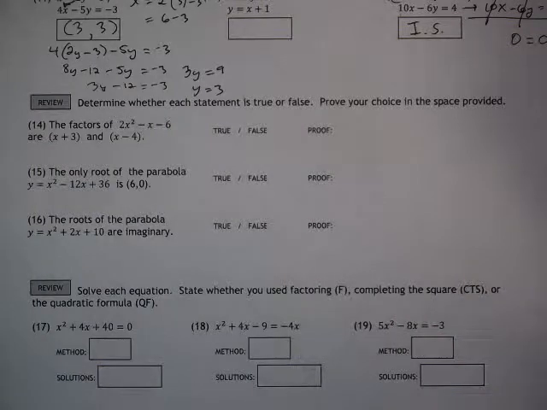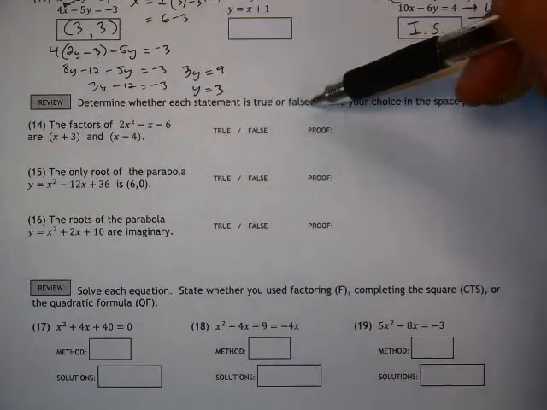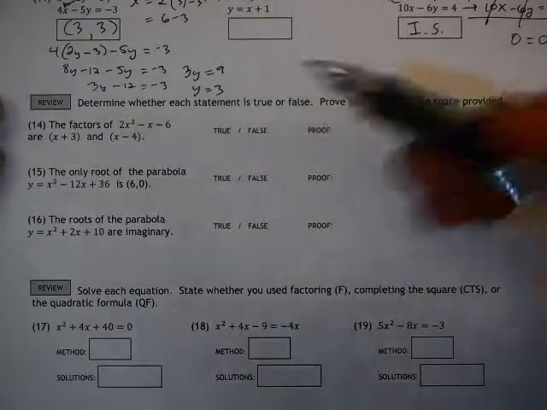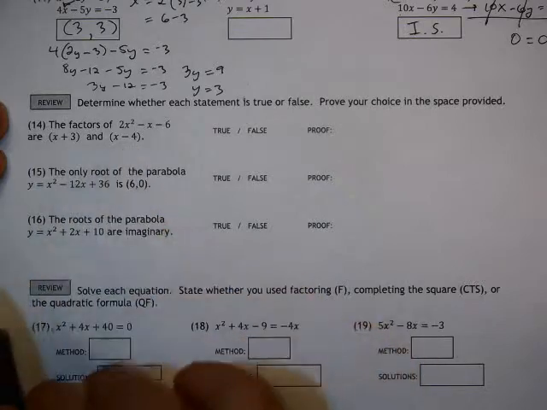9.3a, I'm looking at numbers 14 and 15. In this one, it says determine whether each statement is true or false. Prove your choice in the space provided. The first question, number 14, states that the factors of 2x squared minus x minus 6 are x plus 3 and x minus 4.